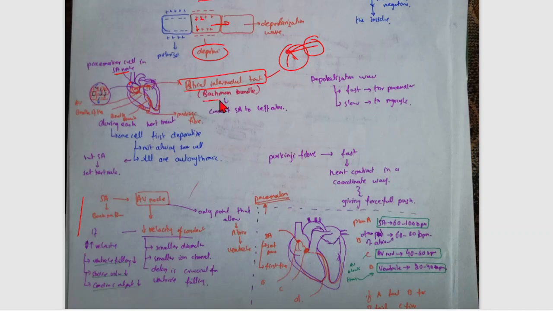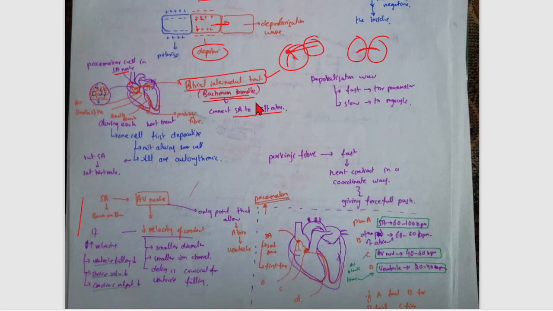That is also called Bachmann's bundles. You have to remember Bachmann's bundles. They connect the SA node to the left atrium. Bachmann's bundle is actually the connection between the atria. For example, this is the right atrium and this is the left. The connection between them is called Bachmann's bundle.